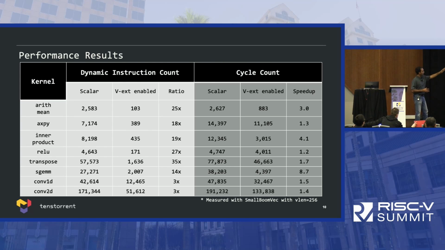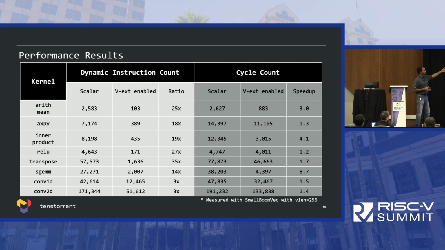The third section talks about the cycle count, which is the actual time taken to run these. The instruction count doesn't mean something is faster than the other, because the vector unit, like we talked about, has its own pros and cons.